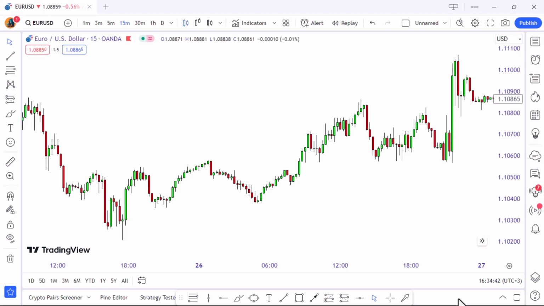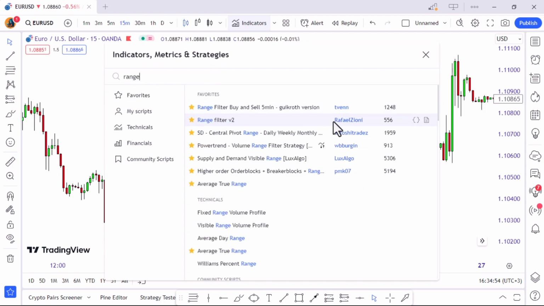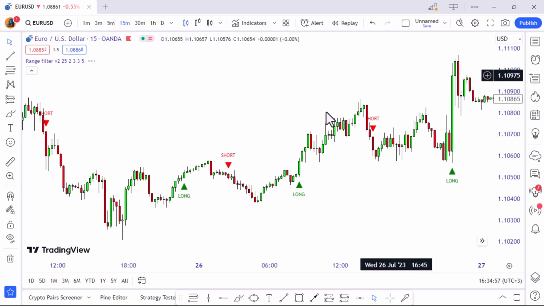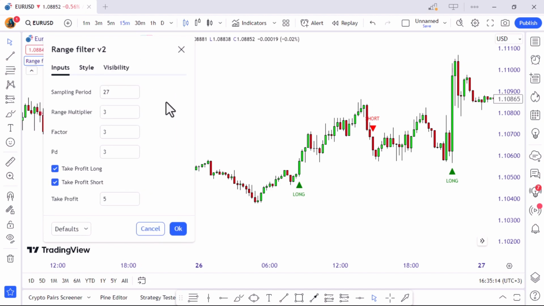Now head over to your trading platform's indicator section and add the Range Filter version 2 indicator to your chart. It's a crucial tool in this strategy. Alright, let's fine-tune this indicator for optimal results. Go to the Inputs tab and set the sampling period to 27. Adjust the range multiplier to 3, and these tweaks will help you filter out the noise and get clearer signals. With these settings in place, you'll be all set to make your long and short trades based on those improved indicator signals. But wait, we're not stopping there.